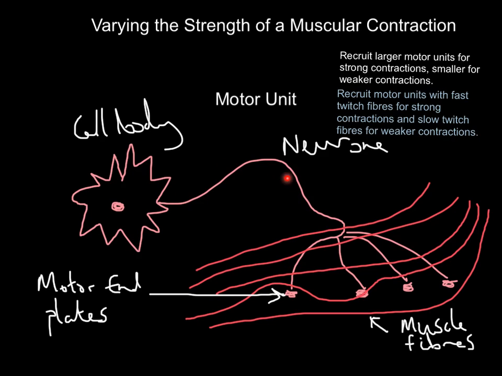If I send an impulse down a motor neuron that I know has slow twitch muscle fibres attached to it, I will produce a weaker contraction. You might be going, how do I know? Your brain knows. It's what you've been programmed to do all your life.